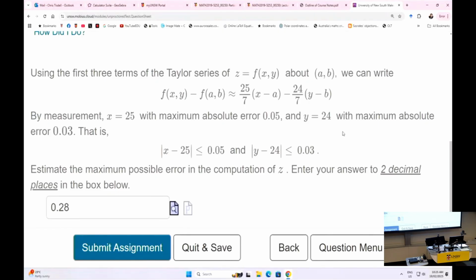Well, A is going to be 25, B is going to be 24, and then they talk about the maximum absolute error of 0.05 in X and maximum absolute error 0.03 in Y. Okay? They even give you the approximative formula, which is nice. You can't get much better than this, right? Again, I didn't set the question, but okay.